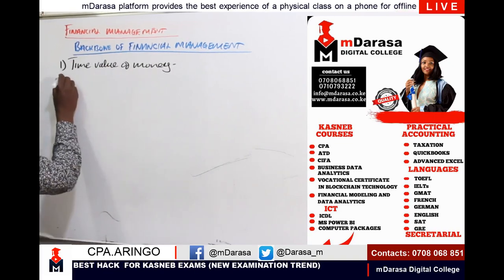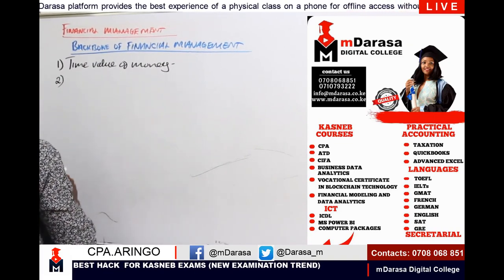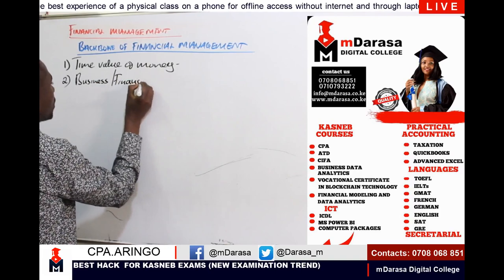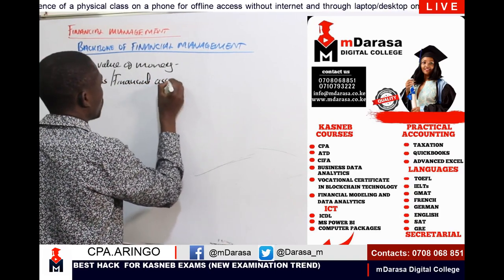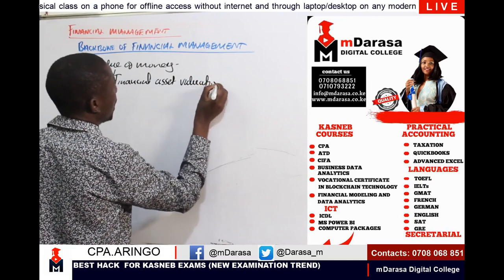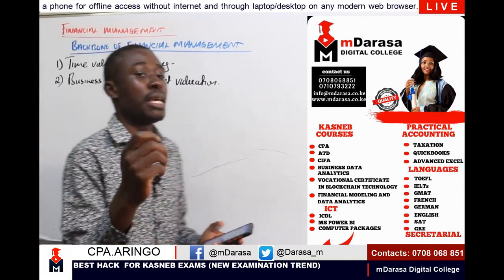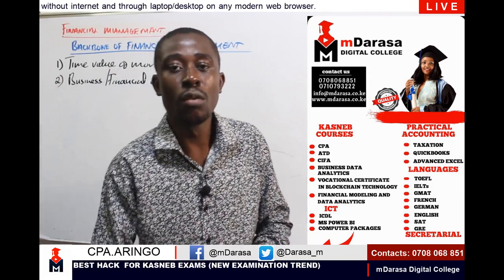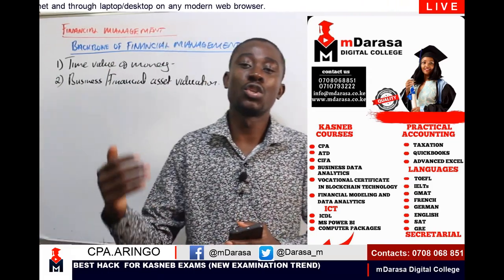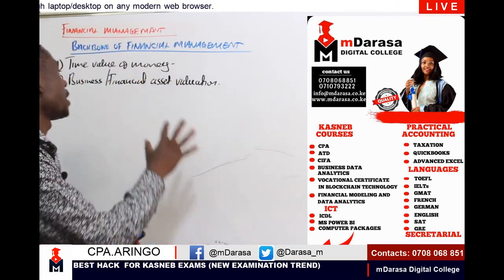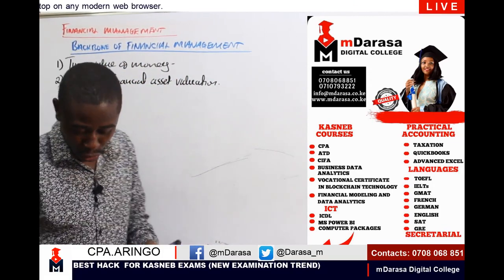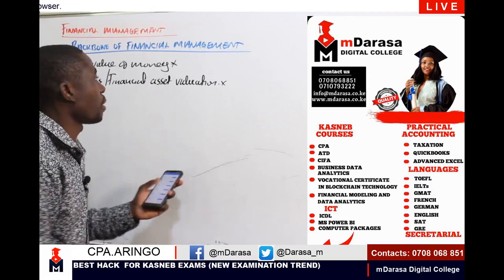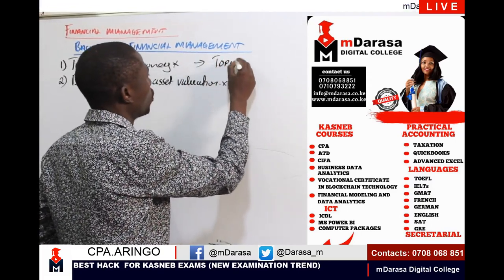Number two, talk about what we are referring to as valuation. Talk about financial assets, that is, business or financial asset valuation. Another key concept that must be at your fingertips at any given point. This is where we normally talk about valuation of debentures, valuation of ordinary shares, valuation of preference shares. All this will be covered under business or financial asset valuation, which will affect us directly in another topic, basically topic number four.